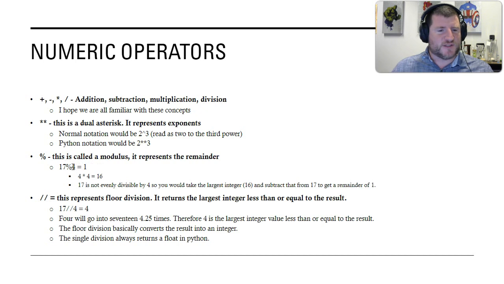If you're doing a modulus 3, then your remainder can either be a 1 or a 2. Modulus 4, it could be a 1, 2, or 3, so forth and so on. But the modulus is how much value is left after you do the division.